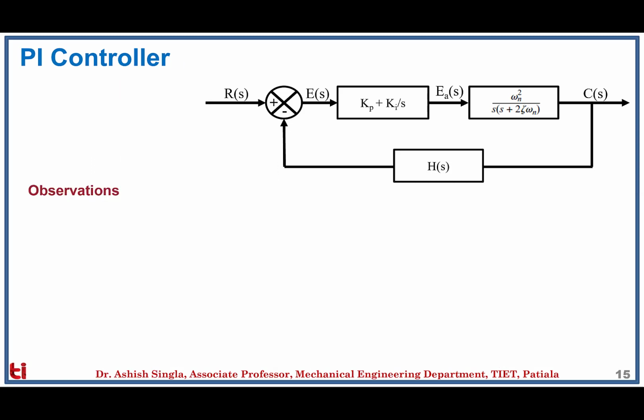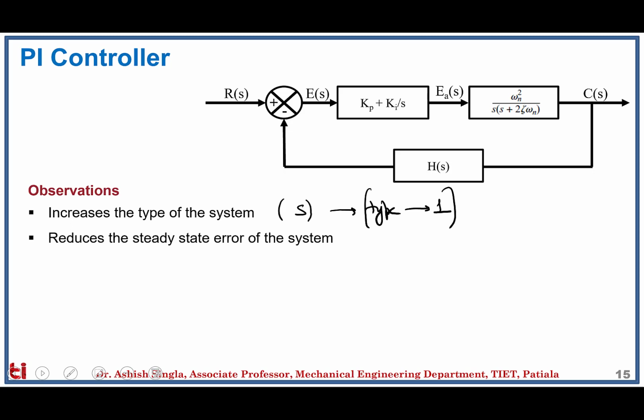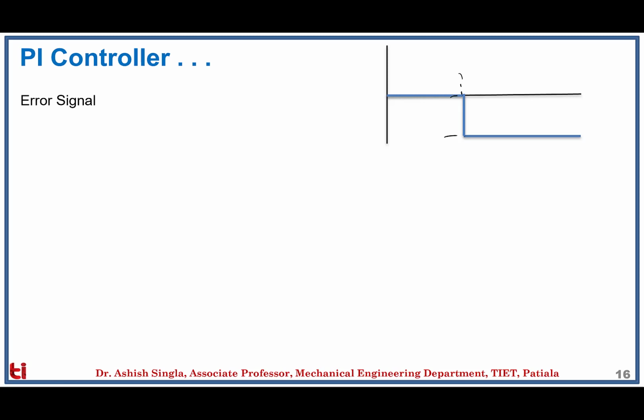So the observations from the PI controller are that it increases the type of the system, so the type of the system has increased by 1. It reduces the steady state error of the system, as we have seen in the last slide, and finally it can counter the static loading. Finally, we can see the effect of a PI controller on the error signal, which is given this way, where you can see up to this instance the error is 0, and then there is a sudden, abrupt change in the error, and then the error remains constant for the rest of the time.